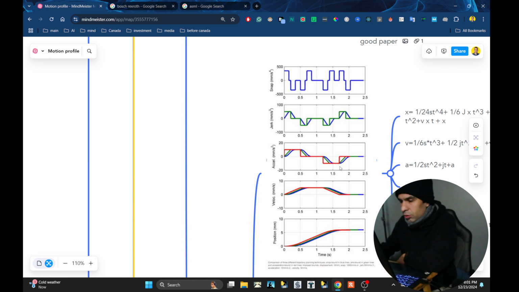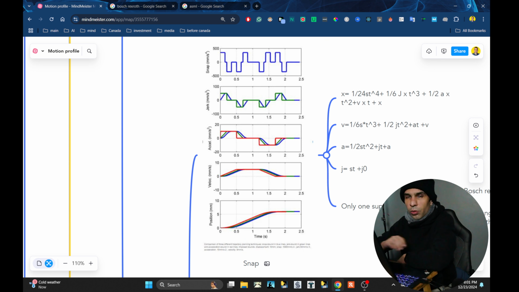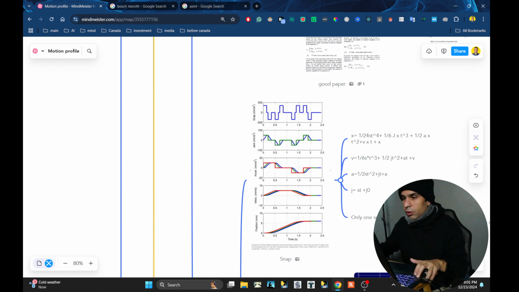So hello guys, today I want to talk about the higher order motion profile, higher order S-curves. This one is the one with the snap. It is one order higher than the jerk type. What is the jerk type?